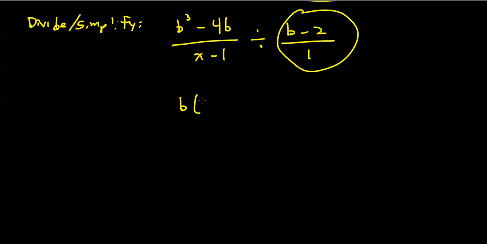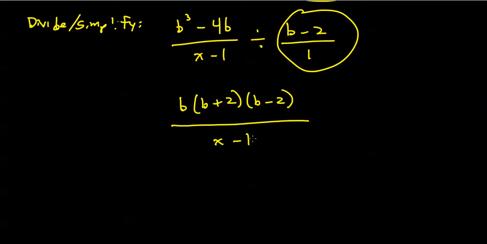So I'm going to factor as much as I can. Alright, please notice that numerator factors as b times b plus 2 times b minus 2, right? Over x minus 1, and now I'm going to invert that divisor rational expression. Well, it's already factored, so I'll just write it as times 1 over b minus 2. So I really did two steps in one. I factored each polynomial, really only one was factorable, and inverted and multiplied by the divisor rational expression.